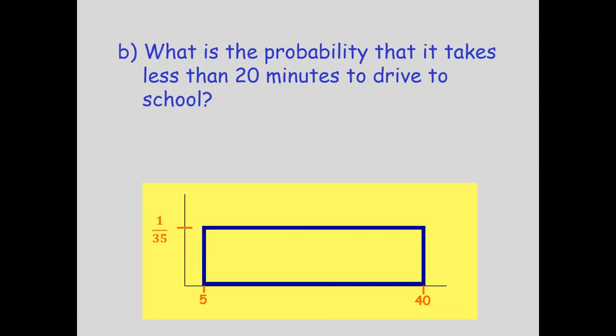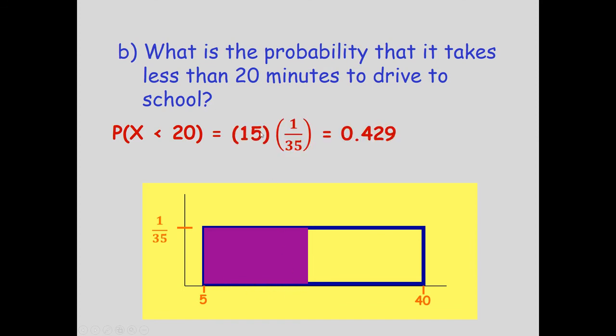Next up, we could say, all right, what's the probability it takes less than 20 minutes to drive to school? I go to 20. I shade everything to the left. I overestimated where 20 was. Go 20, shade everything to the left, and then we just find the area of this rectangle. The length from 5 to 20, this distance right here, is 15. So base is 15 times the height, tells you the chance it takes you less than 20 minutes to get to school, 0.429. That's about it for that.